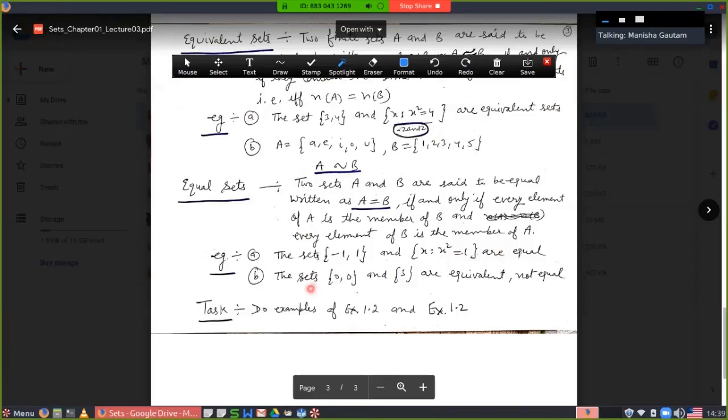Second example: the sets having elements {0, 0} and {3}. {0, 0} means there is only one element, that is 0. In the second set, 3 is the only element. One element is in the first set and one element in the second set, but both are different. Here is 0, here is 3. These two sets are equivalent, not equal. It means there is a difference between equivalent and equal sets. This example tells you that equivalent and equal are two different terms in maths.